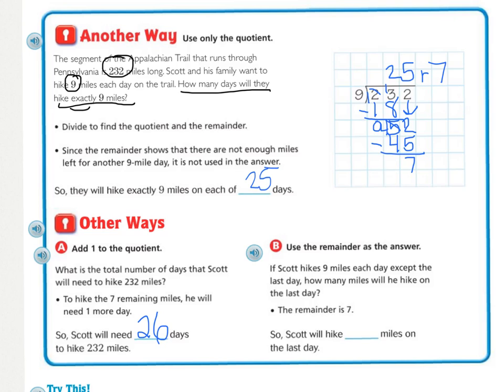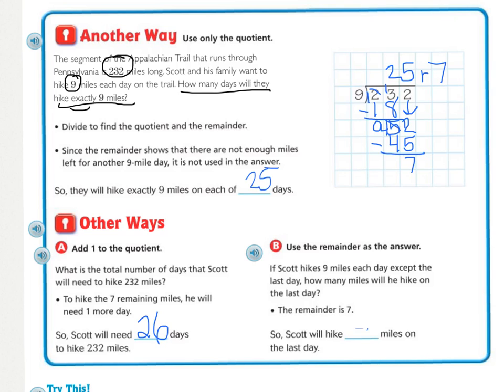If they had asked a different type of question, like right here, where we will actually just use the remainder. This question: if Scott hikes 9 miles each day except the last day, how many miles will he hike on the last day? In this case, they're asking only for the last day. Since the remainder is 7, he would have hiked 9 miles for 25 days. And then on that last day, he would hike 7 miles.